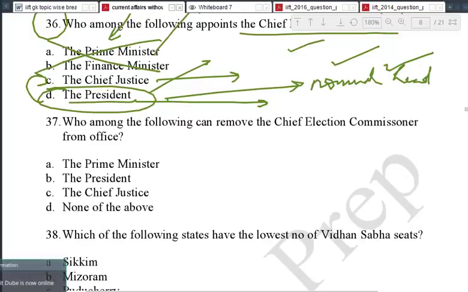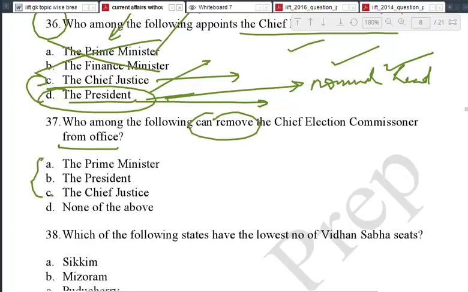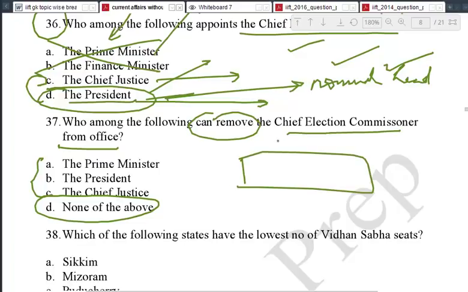Who among the following can remove the Chief Election Commissioner from office? So if the President is appointing, then who can remove the Chief Election Commissioner? Yes, people. Very smart, right? The answer is D. None of the above. To remove the Chief Election Commissioner, you have to go by the voting in the Lok Sabha and the Rajya Sabha. The Chief Election Commissioner can be thrown out only by 2/3 of majority in the Lok Sabha and the Rajya Sabha. You cannot throw him out just by getting the Prime Minister, the President.